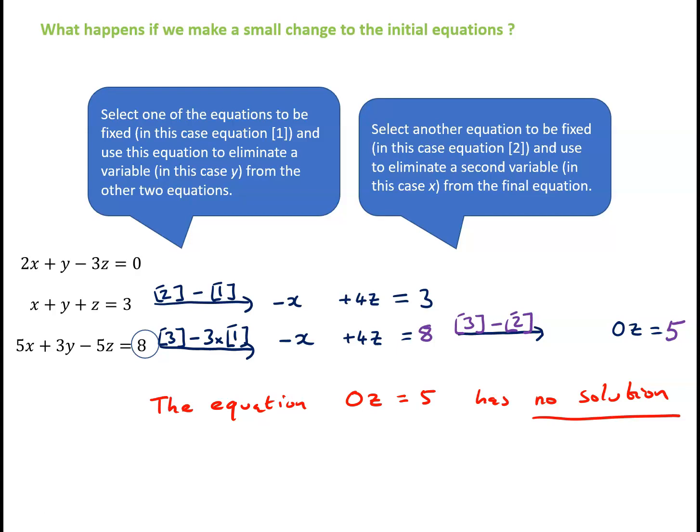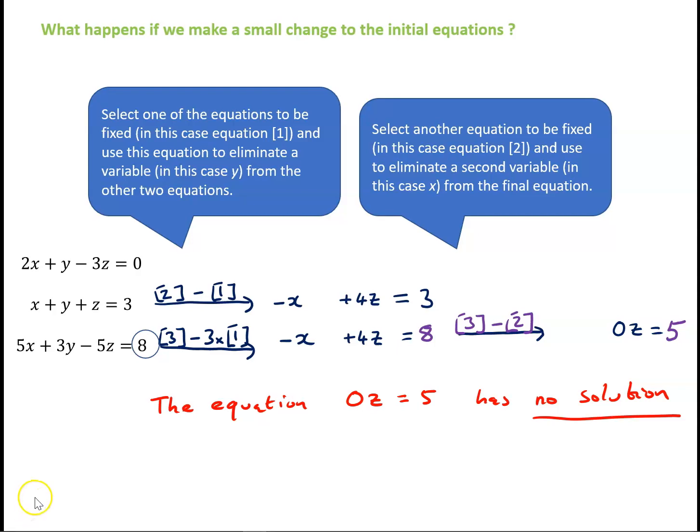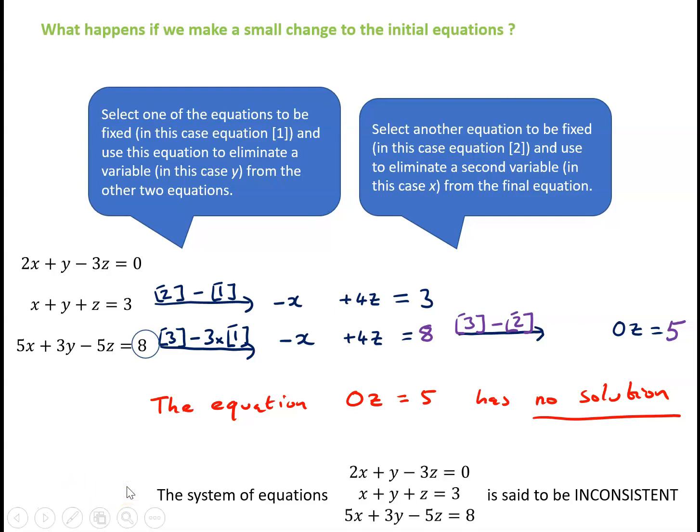So my echelon form has given me the equation 0z equals 5. The equation 0z equals 5 has no solution at all. There's no value of z for which I can have 0z equals 5. So the equations 2x plus y minus 3z equals 0, x plus y plus z equals 3, 5x plus 3y minus 5z equals 8 have no solution. We say that the equations are inconsistent.